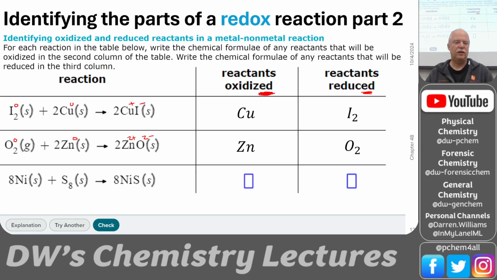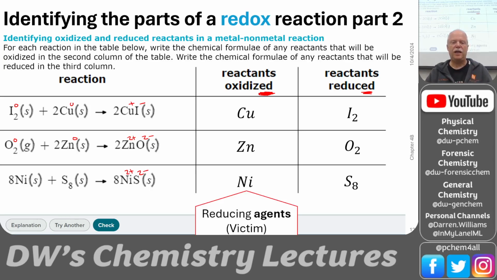And the last one, the nickel and the sulfur. So we end up with sulfide, which is 2 minus, and the nickel in this case would be 2 plus. So the nickel lost electrons and was oxidized, and the sulfur was reduced.